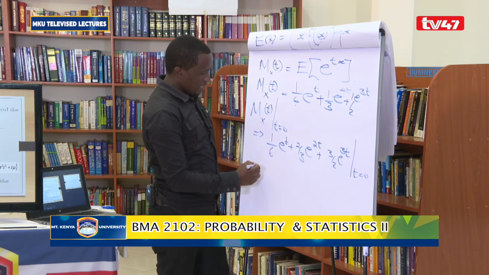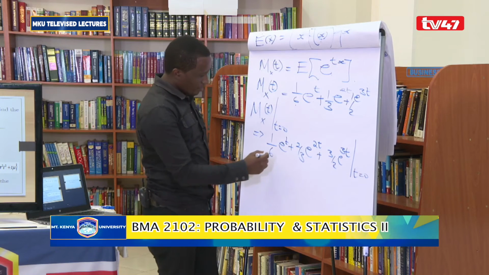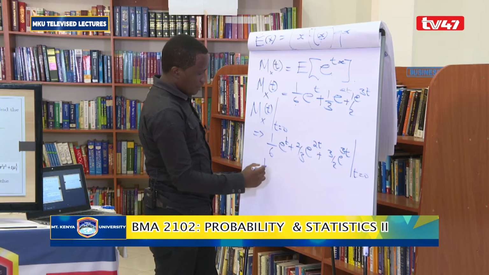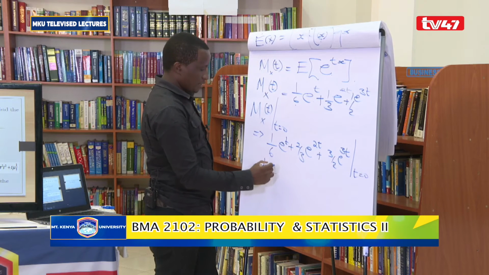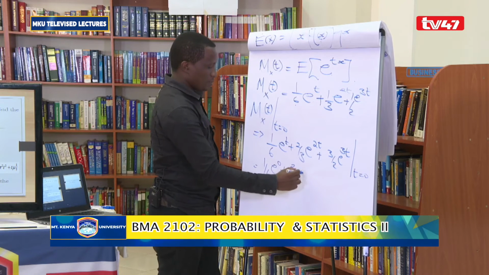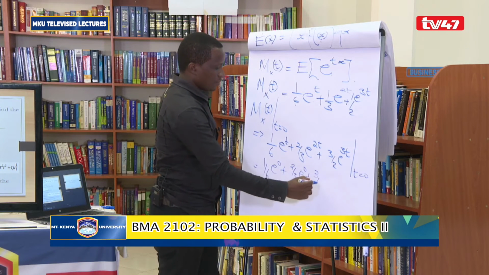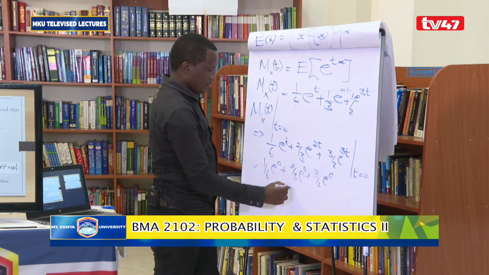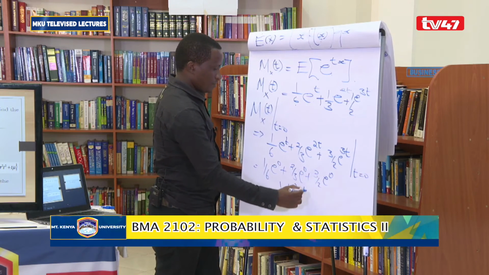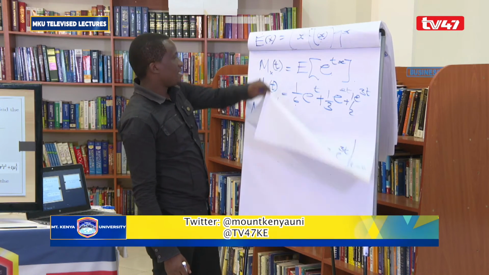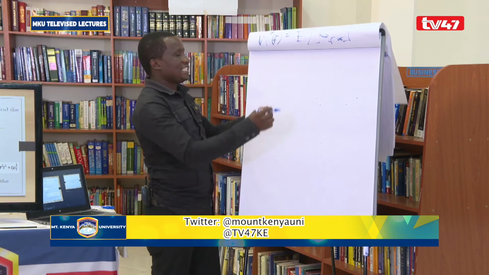So if I put t equal to 0, I'm going to have 1/6 e^0 + 2/3 e^0 + 3/2 e^0. So this is 1/6 + 2/3 + 3/2. That is the mean. For me to get the variance, I need to differentiate a second time.